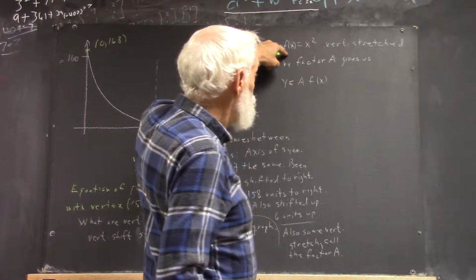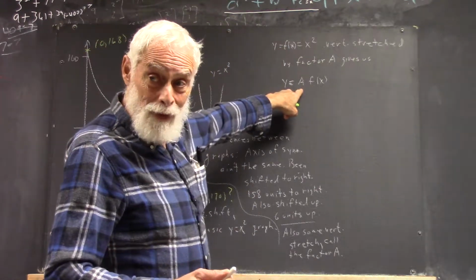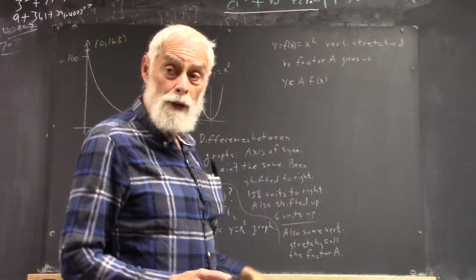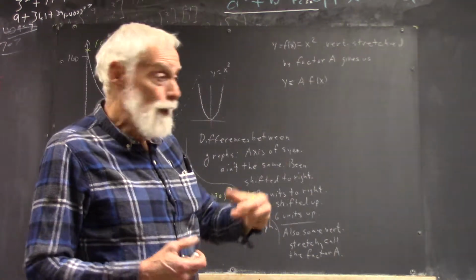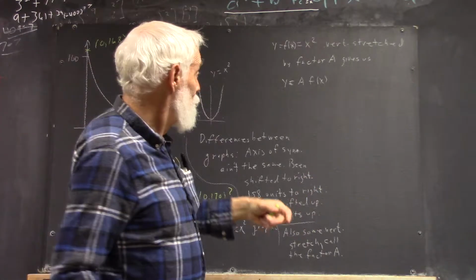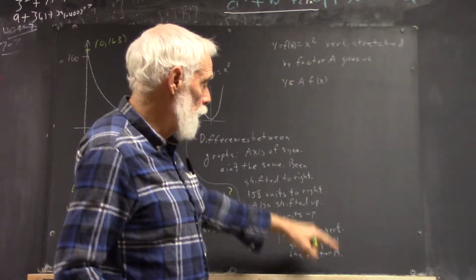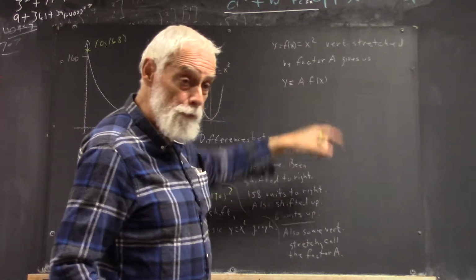If you vertically stretch this function by factor a, you get this. We've been over this many times; you want to lock it in now. What do you do for a vertical stretch? You multiply every y value by the vertical stretch factor. Now the y values are f of x. If you multiply them all by the vertical stretch factor, which is unknown but we call it a, you get y equals a f of x.